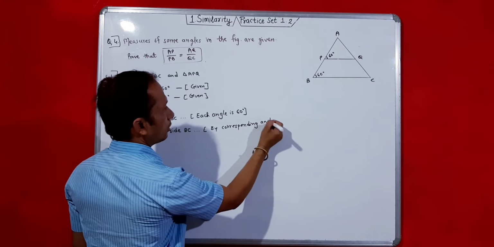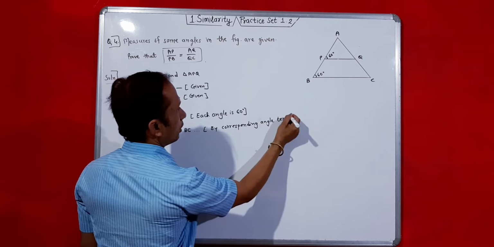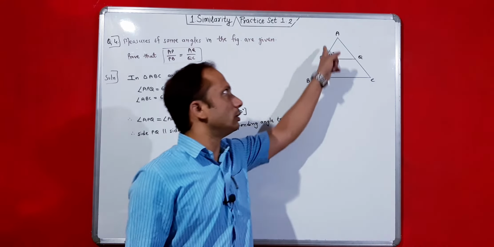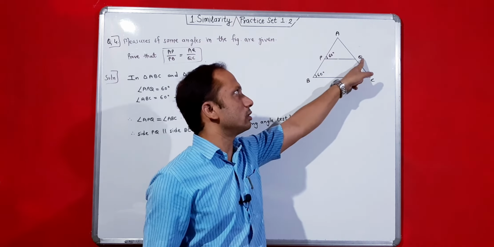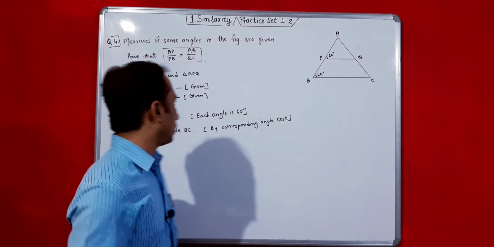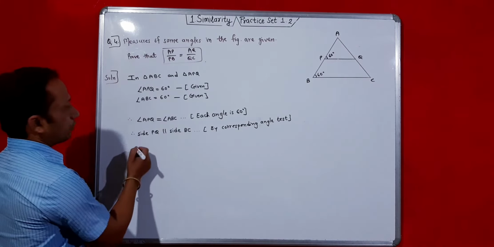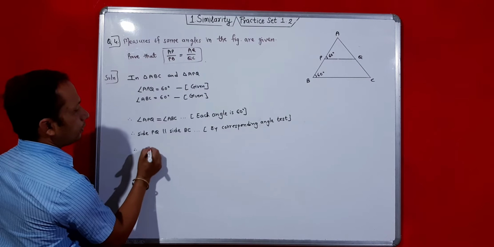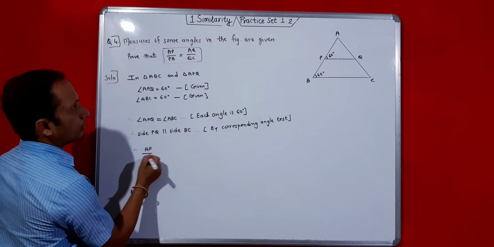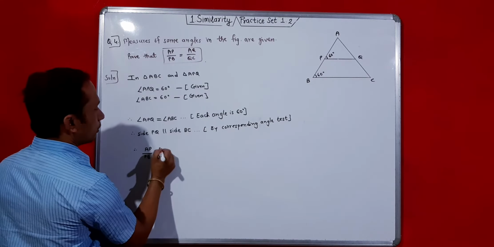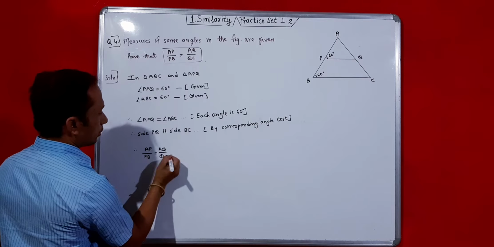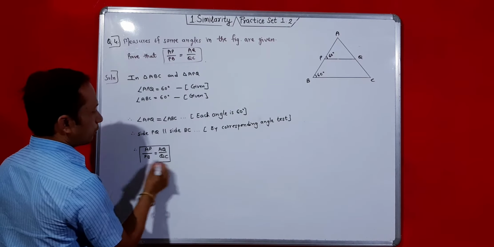Angle test. If both angles are 60 degrees, then they are corresponding angles. According to the corresponding angle test, this side is parallel to this side. Therefore, AP upon PB is equal to AQ upon QC, by the basic proportionality theorem.